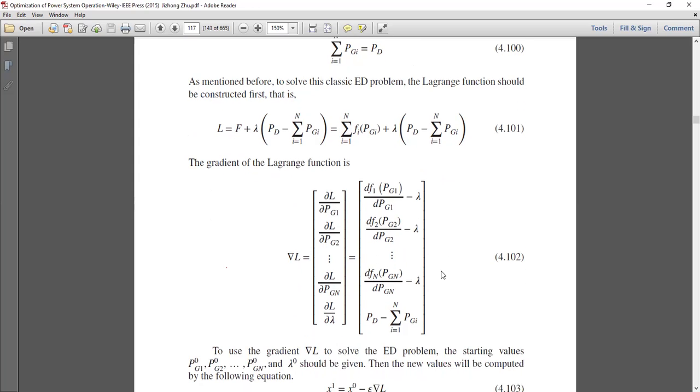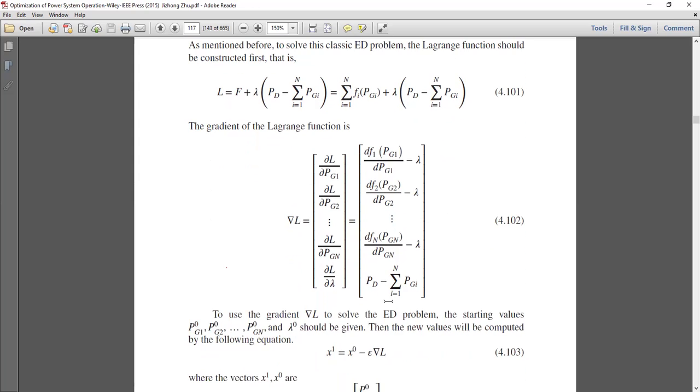operating point. So let's say the initial operating points or the starting values are given like this: PG1 at iteration number 0, PG2 at iteration number 0, up to PGN at iteration number 0. These are n number of variables, and the remaining one is lambda, so that is lambda 0. So this should be given. Okay. So the problem setter should give you these values. Then the new values will be computed following the algorithm.